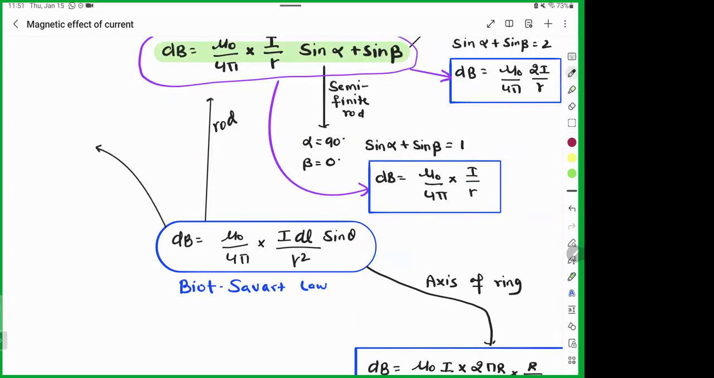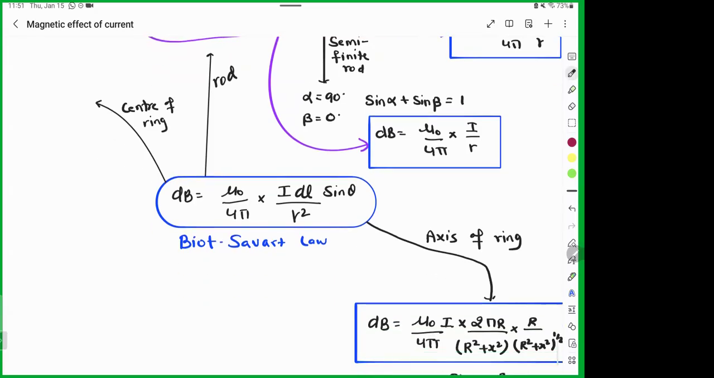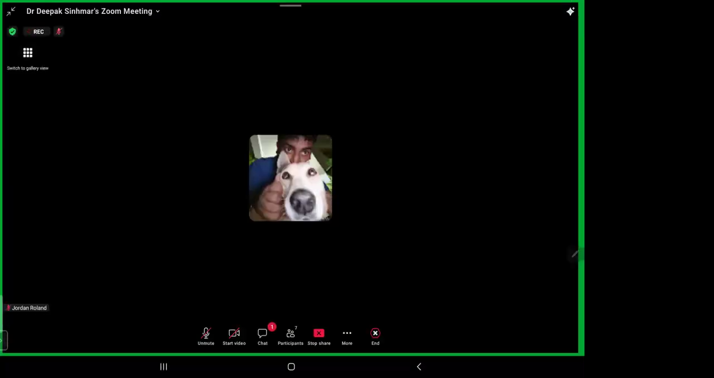Next, at the center of ring, if you take the center of the ring, are you getting background noise, right? No, sir.